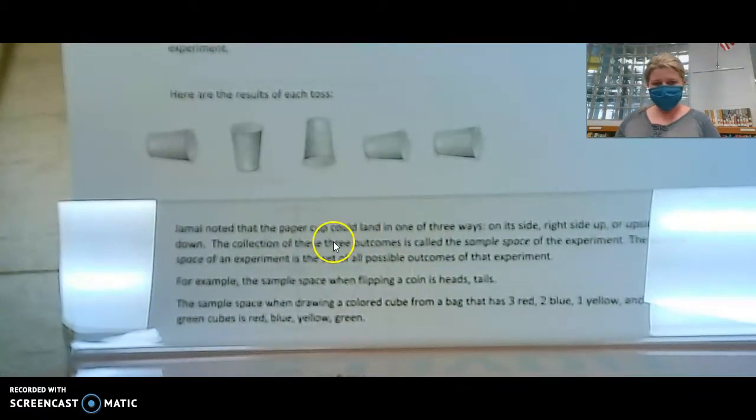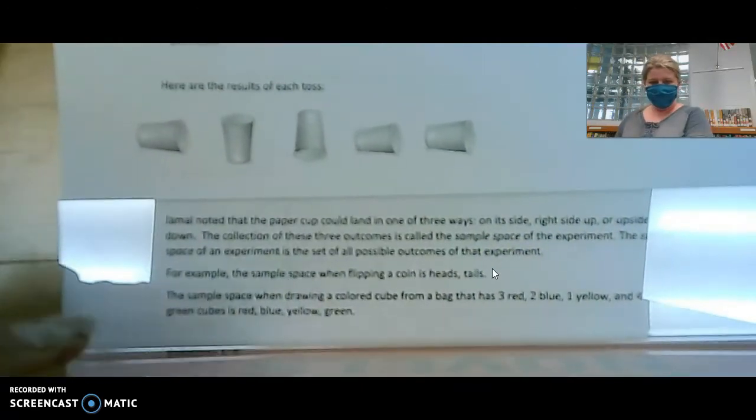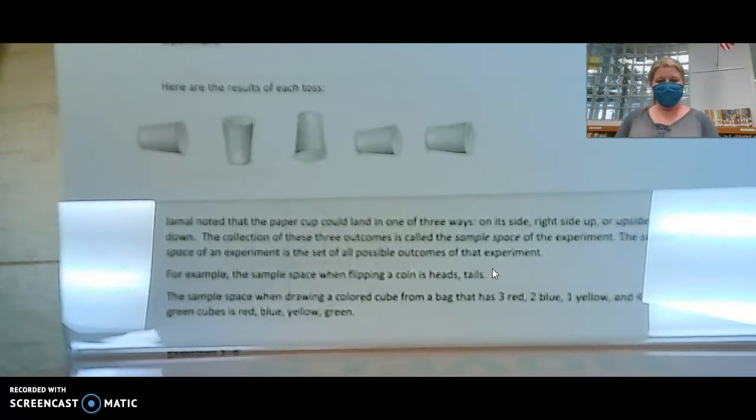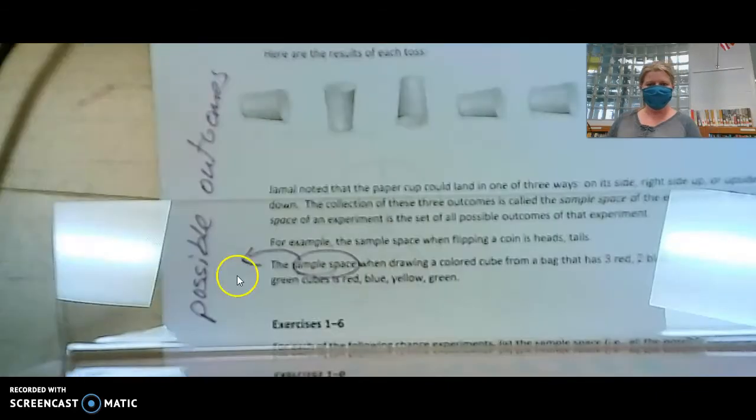Okay. The collection of these 3 outcomes is called the sample space. The sample space of an experiment is the set of all possible outcomes. For example, the sample space when flipping a coin would be heads and tails, because those are the 2 options or outcomes that you could have when you flip a coin. The sample space when drawing a color cube from a bag that has 3 red, 2 blue, 1 yellow, and 4 green cubes is red, blue, yellow, and green. So again, the sample space is simply the possible outcomes. We'll write that down. So I just made a note here that the sample space is the possible outcomes.